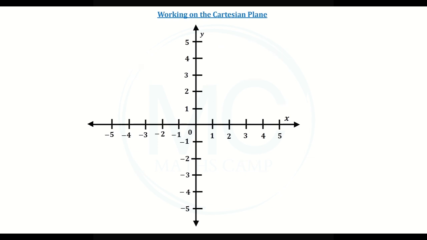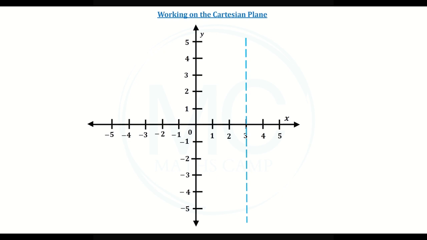Let's say we want to draw a dot where x is 3 and y is 4. So we start from the origin and move along the x-axis until we get to 3. And we can draw a vertical line over here where x is 3. But x is 3 at any point along this vertical line. So we still need more information on exactly where to draw our dot.